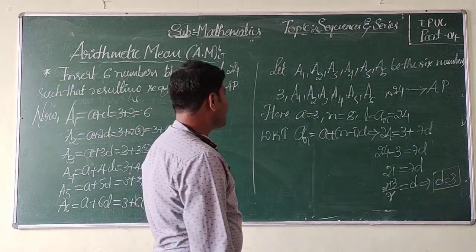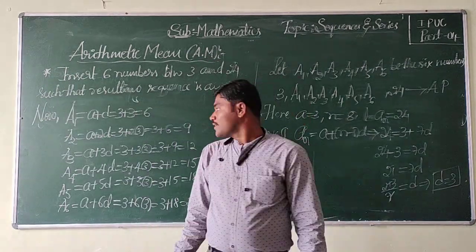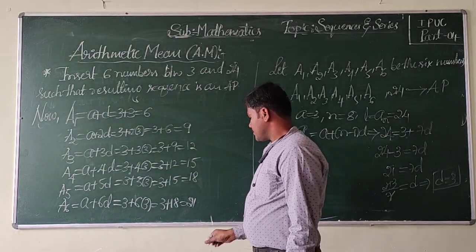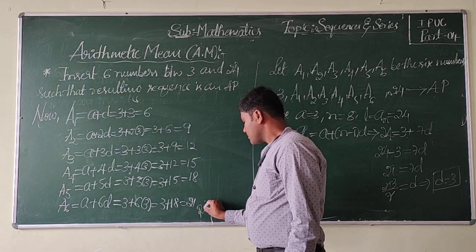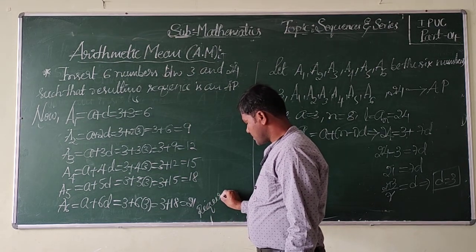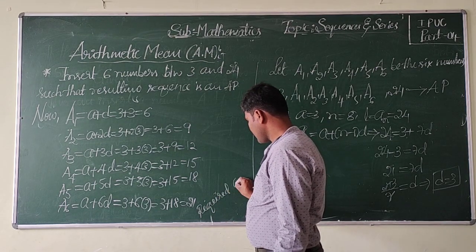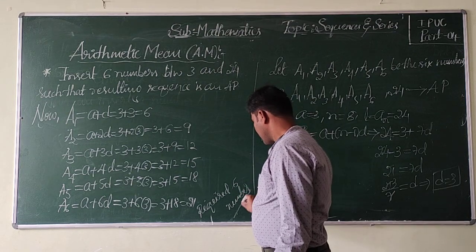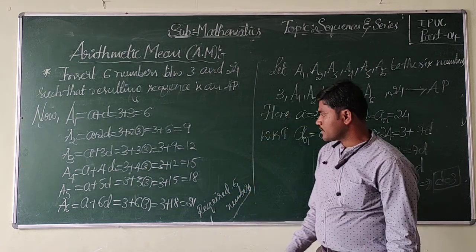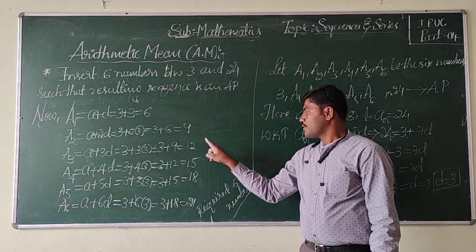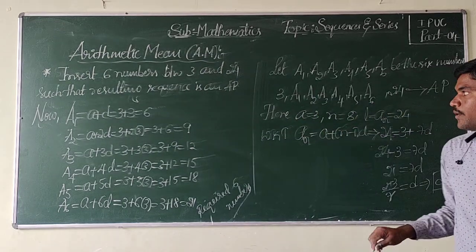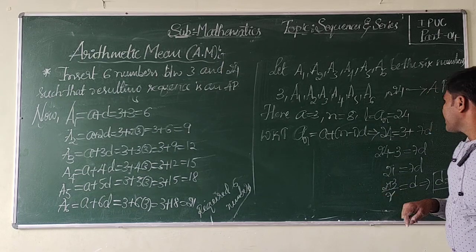Hence, the required 6 numbers are 6, 9, 12, 15, 18 and 21. Hope you understand this. Okay. Next.